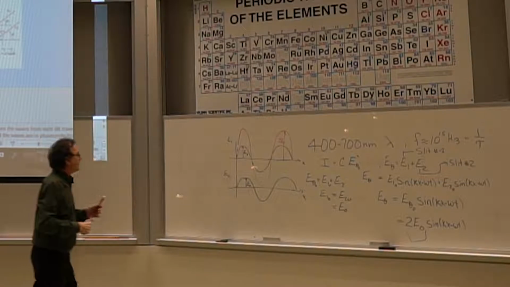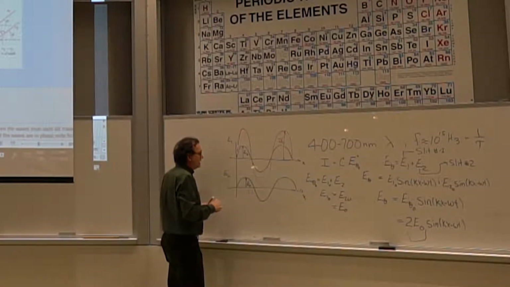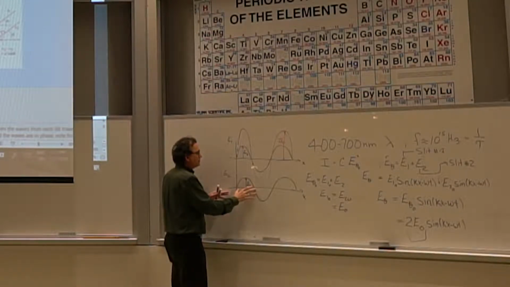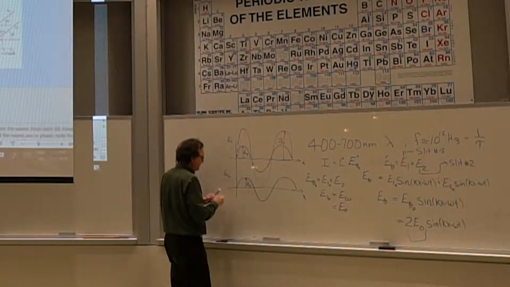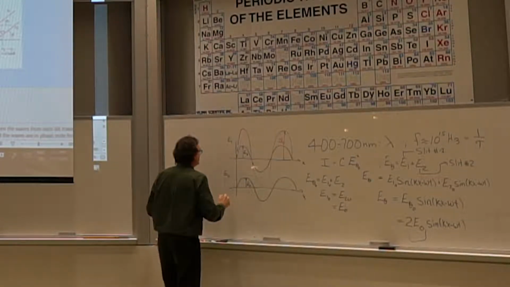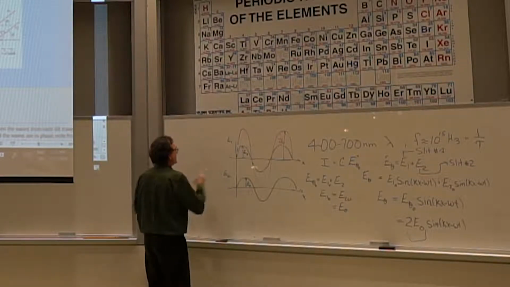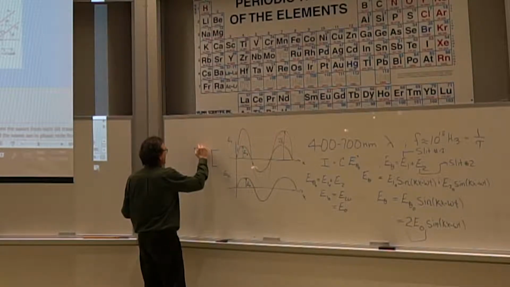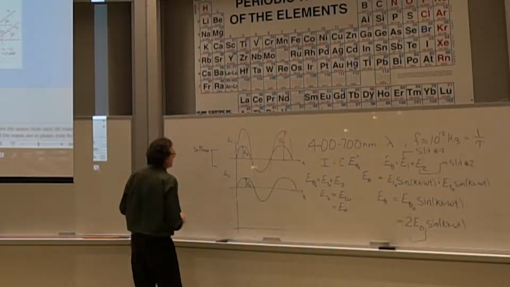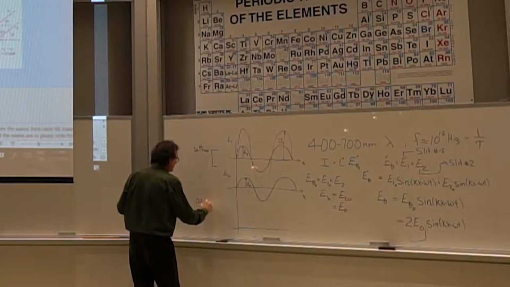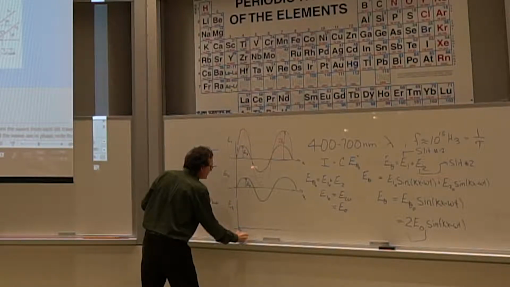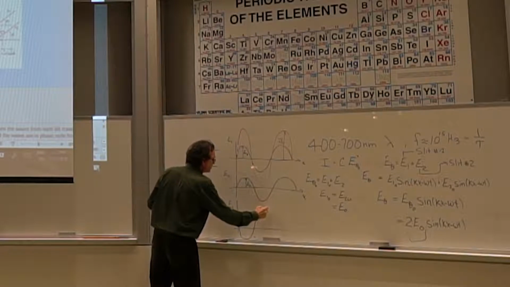Now, notice that if I added a displacement distance of half a wavelength to this one, then I would have a case where E2 is out of phase with E1. In this case, we say these are in phase. In the case of them being out of phase, E2 will be exactly the opposite. It will go negative when E1 goes positive, and it will go positive when E1 goes negative.